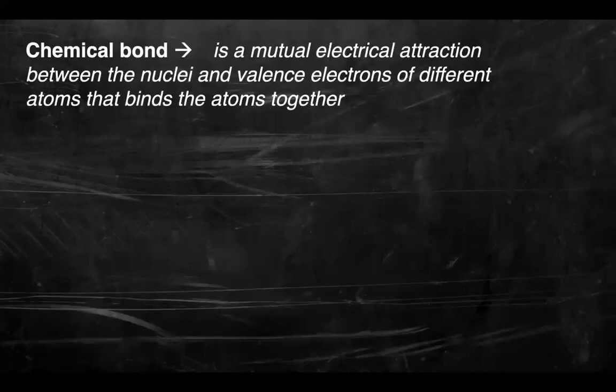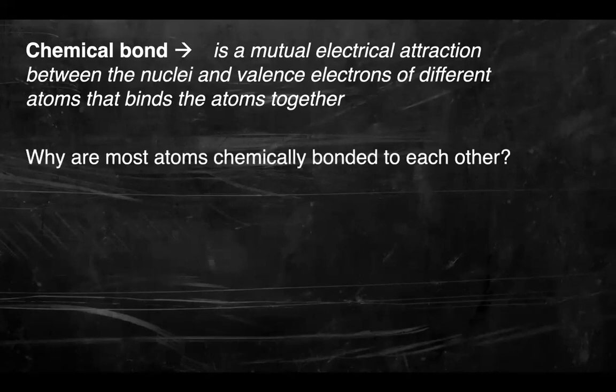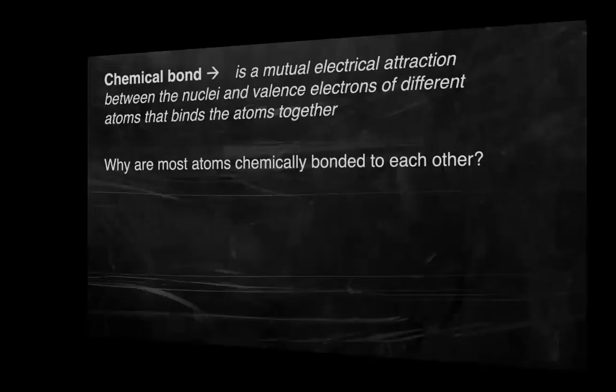So a chemical bond is a mutual electrical attraction between the nuclei and valence electrons of different atoms that binds atoms together. So it's going to be the nuclei of one atom and the valence electrons of another atom. So the big question is why? Why are atoms bonded together?